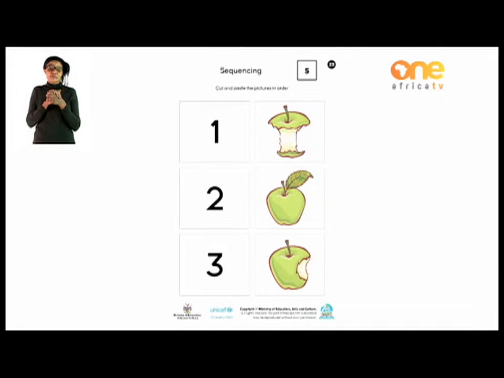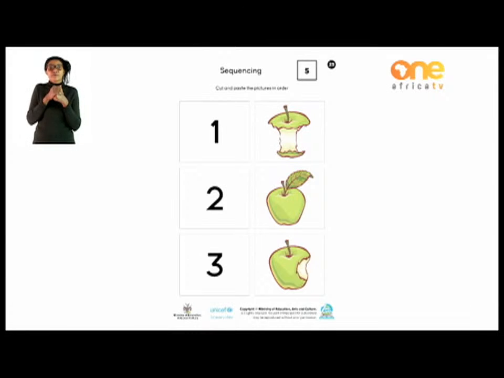When we take the apple out of the fridge, how will it look? Will it be a whole apple or will it be an apple that is finished? It will be a whole apple when we take it out of the fridge.